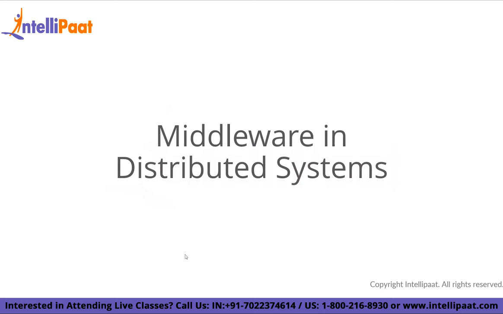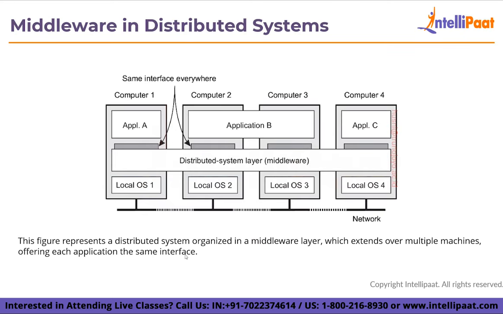Alright, now let us move on to the next section, which is middleware in distributed systems. As you can see in the picture, taken from the textbook Distributed Systems by Andrew Tanenbaum, this figure represents a distributed system organized in a middleware layer, which extends over multiple machines, offering each application the same interface. When you look closely at the figure, it shows four computers. That is computer 1, 2, 3, and 4.